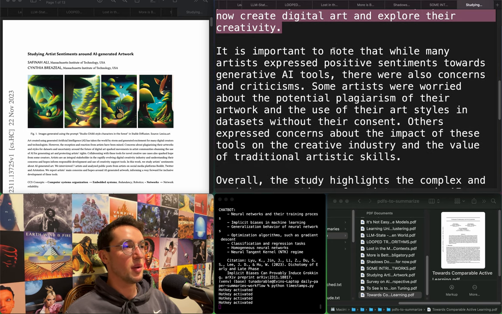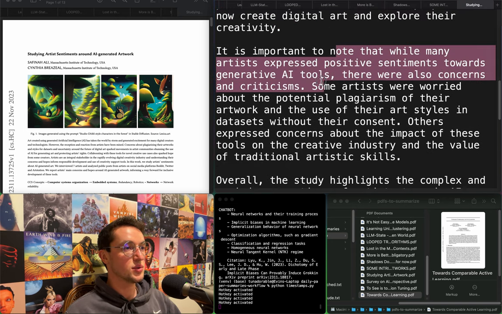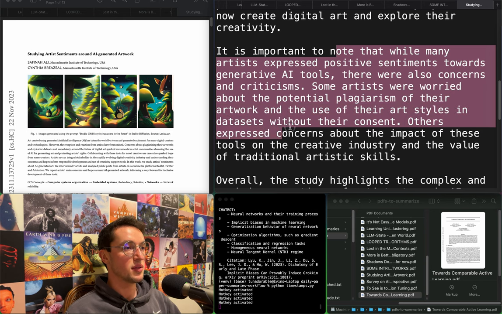It is important to note that while many artists expressed positivity towards generative AI tools, they were also concerned about criticism. Some artists, this is a boring paper so far, some artists were worried about the potential plagiarism of their artwork and the use of their art styles, and that is without their consent.